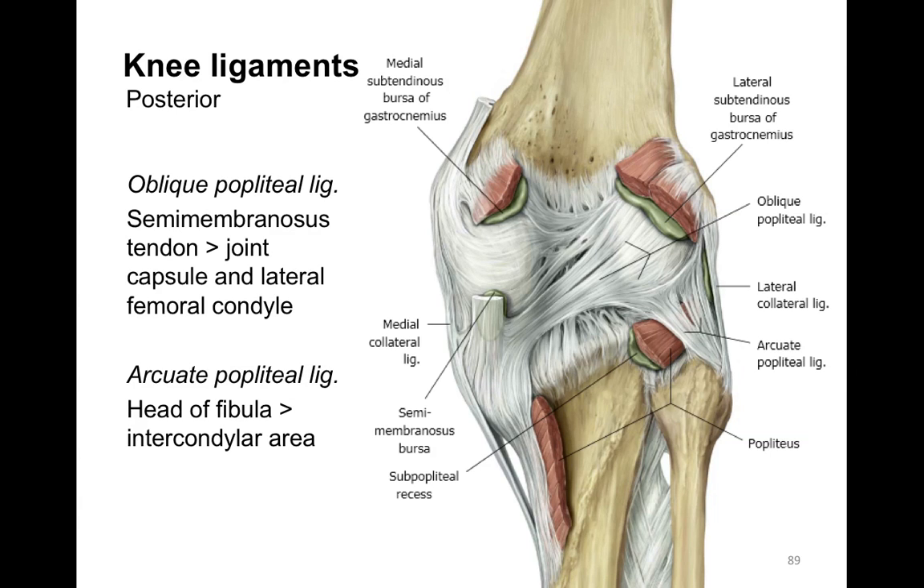There are also 2 ligaments on the posterior aspect of the knee offering support. Those are the oblique popliteal and arcuate popliteal ligaments. Oblique popliteal ligament spans the semimembranosus tendon, which is out here, all the way to the joint capsule and lateral femoral condyle here. This is the oblique popliteal ligament. The arcuate popliteal ligament spans from the head of the fibula to the intercondylar area of the femur. These ligaments provide posterior support to the knee.